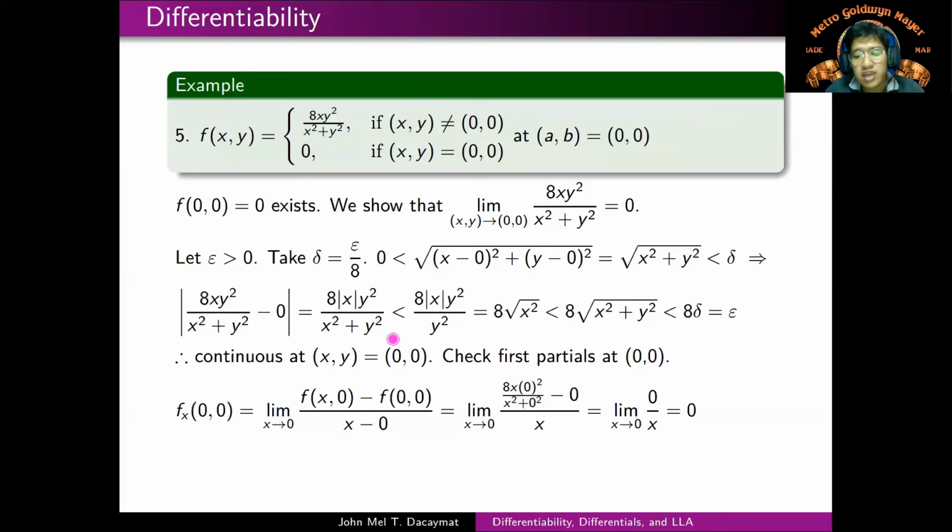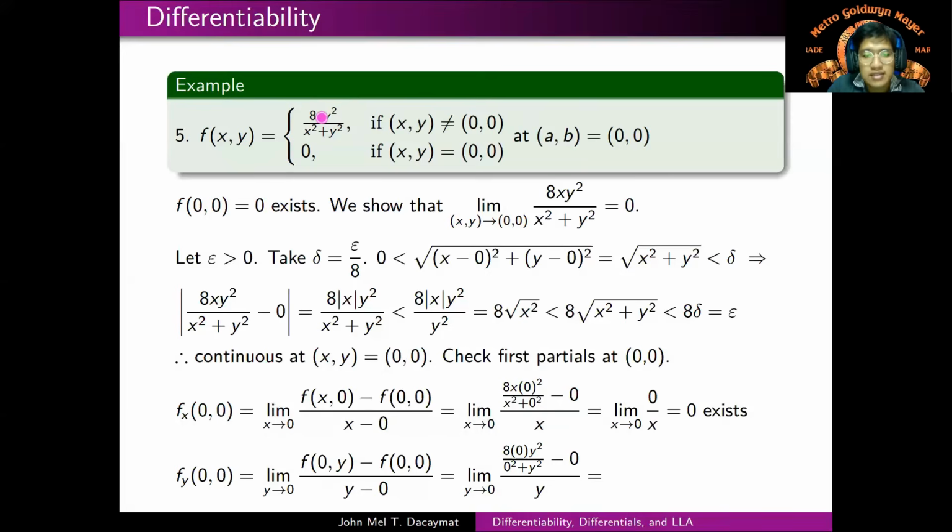Let's check whether f sub y exists or not. The definition: f of 0, y minus f of 0, 0 over y minus 0. Same thing again. For f of 0, y, I will use this to evaluate it, so I replace all x's with 0 and get something like this. Then f of 0, 0 is 0, over y. This term becomes 0 over y squared. So 0 minus 0 over y is 0 over y, whose limit is 0, so it also exists. So we are not done yet, because the first partials existed.